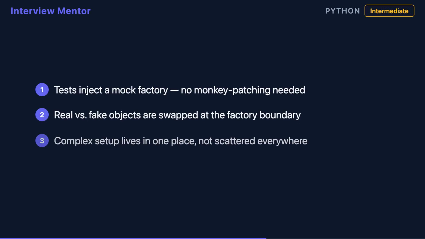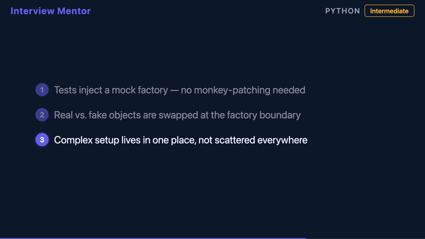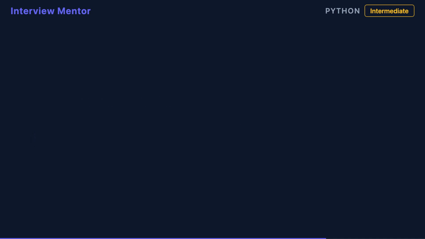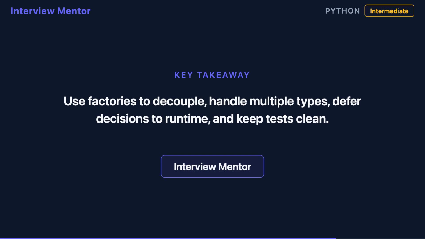Factories also improve testability. Inject a factory that returns mocks instead of real objects, no monkey patching required. And when construction involves multiple dependencies or resource allocation, keeping all of that logic in one factory prevents it from leaking everywhere else. Use the factory pattern to decouple creation from usage, handle multiple related types, and keep tests fast.